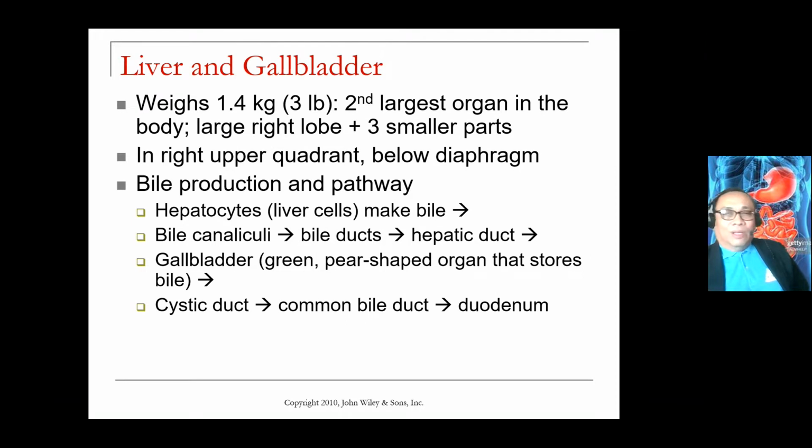Another accessory organ would be the liver and the gallbladder. For the liver, it weighs 1.4 kilograms or 3 pounds, making it the second largest organ in the body. And it is made up of a large right lobe plus three smaller parts. And its location is situated in the right upper quadrant.